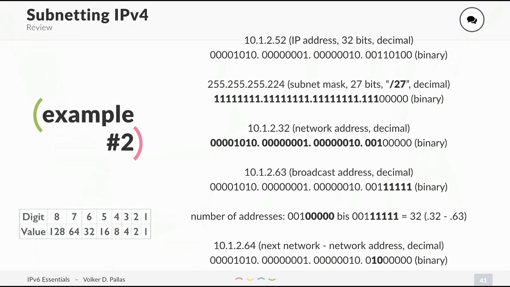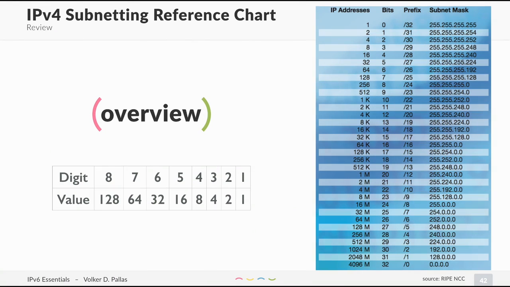Most people probably do this in their head, but with IPv6 it's different and it's important that you understand it, at least if you want to do IPv6 subnetting. Let's have a quick overview. This is the chart again, which tells you all the prefix lengths and the corresponding subnet mask and the bits of network and how many IP addresses you have. If you have a /32, you only have one address. If you have a /8, you have about 16 million addresses.